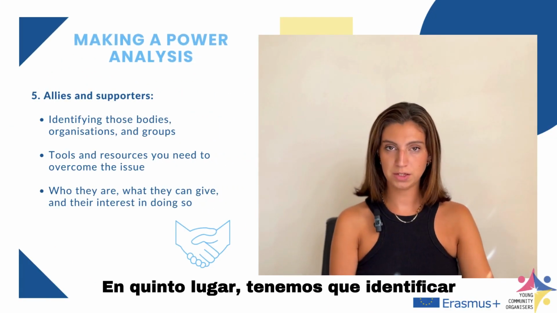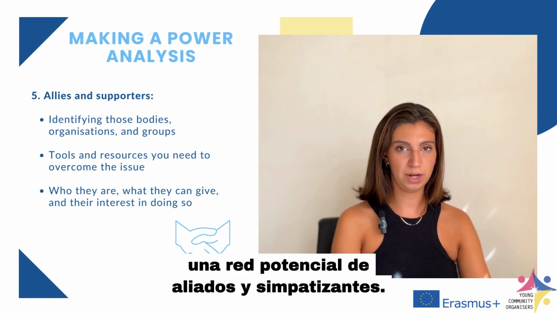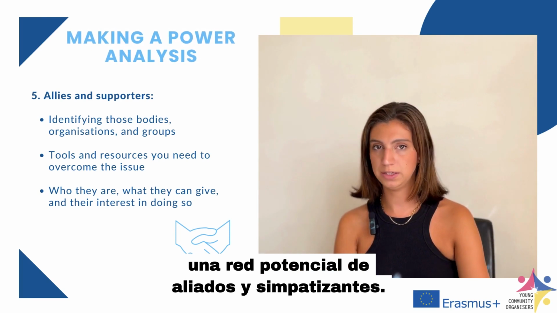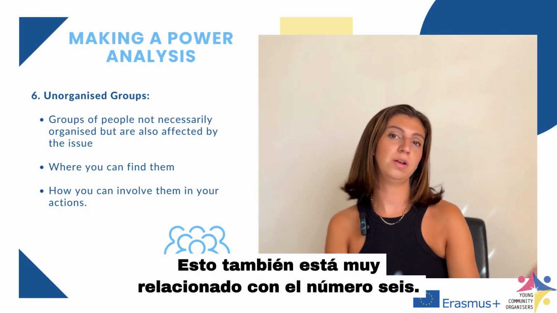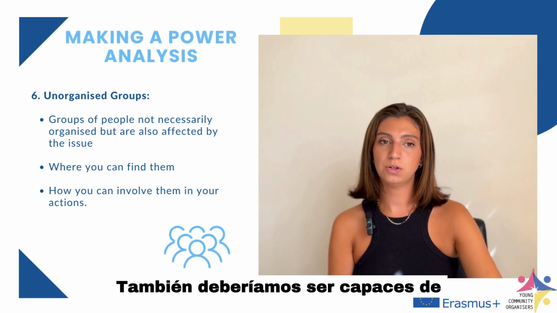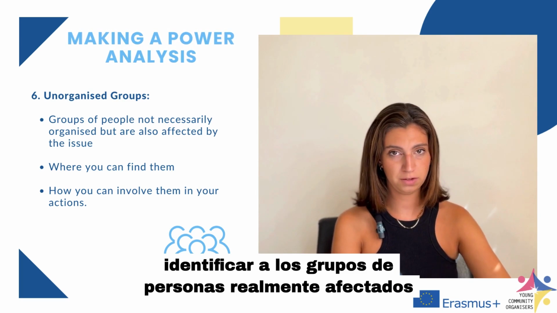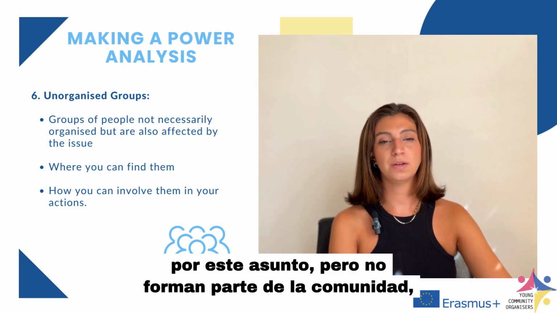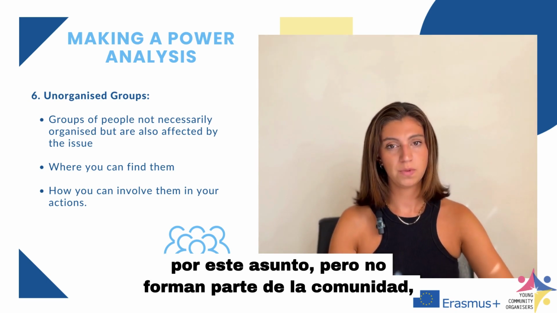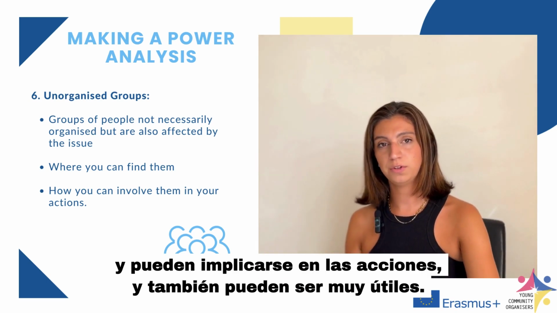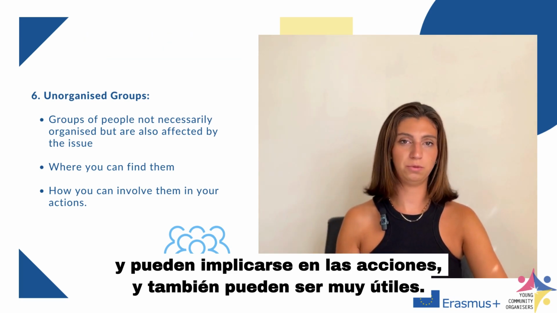In fifth place, we have to identify a potential network of allies and supporters. This is also very related with number 6. We should also be able to identify groups of people who are actually affected by this issue, but they are not part of the community. And they can get involved in the actions, and they can also be very helpful.